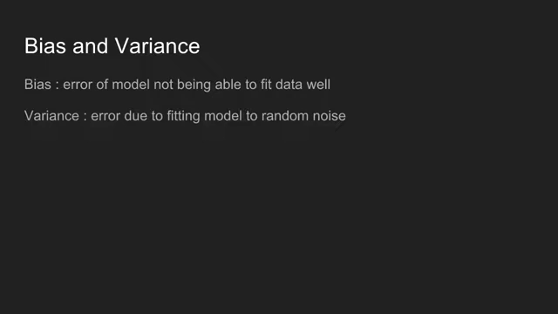Basically, you could summarize bias and variance by these two definitions. Bias is effectively just the error of the model not being able to fit well. And then the variance is just the error due to the model fitting to random noise.